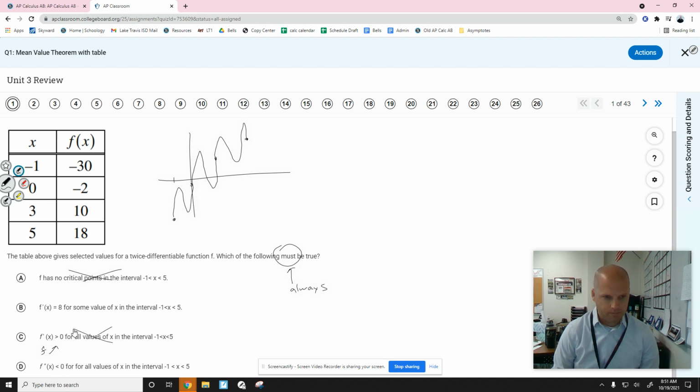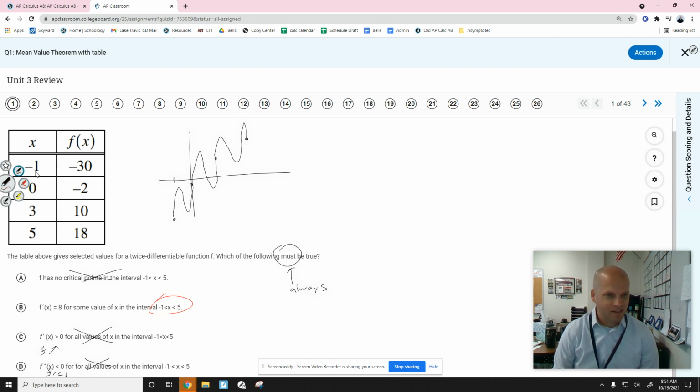No, it must not be. So the second derivative is negative, is f concave down, or f prime decreasing? No, it doesn't have to be. Like here, we're concave down, concave up. But we look at this, f prime must equal 8.